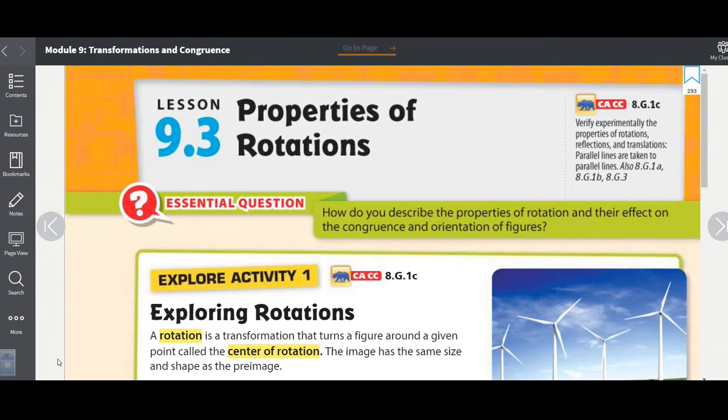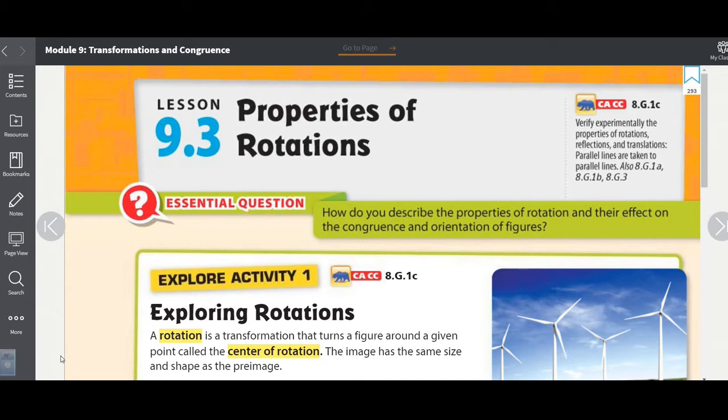Hello again, everyone. Mr. Reeves back with you, and today we're going to be looking at some properties of rotations, specifically looking at what a rotation is and how it affects the image that we start with.